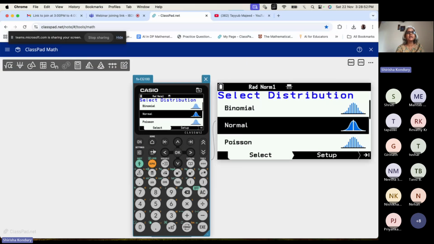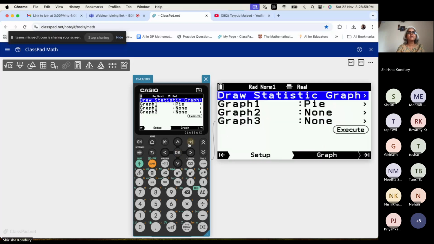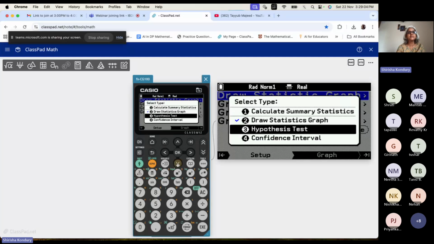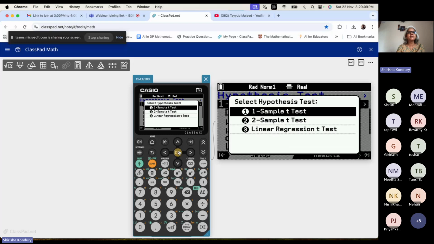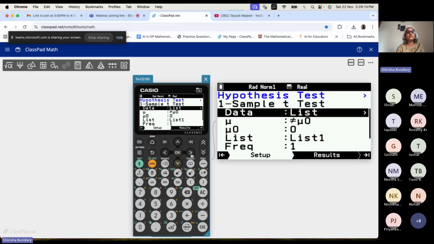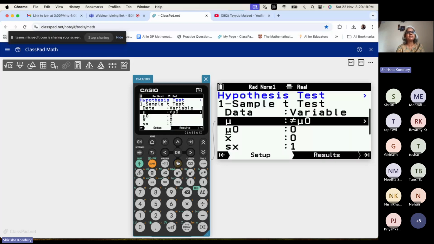So we'll go to our statistics, and we look at hypothesis test. We are doing a t-test. We are doing a one sample t-test. And we have data as a variable, not in a list. What do we know? The information tells us that 18.5 grams. So we are checking if the mean is less than what is claimed to be.